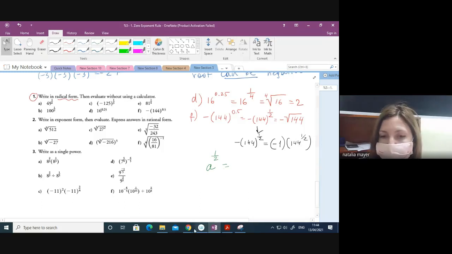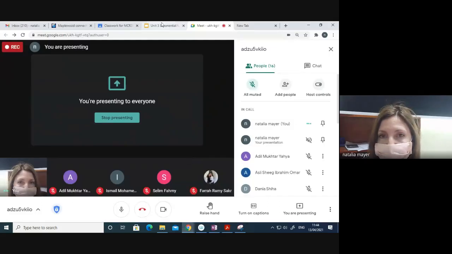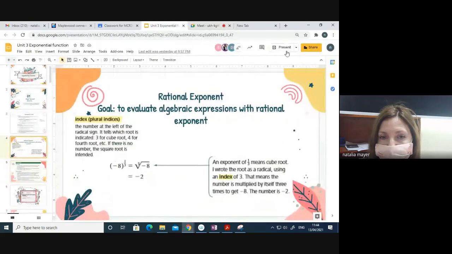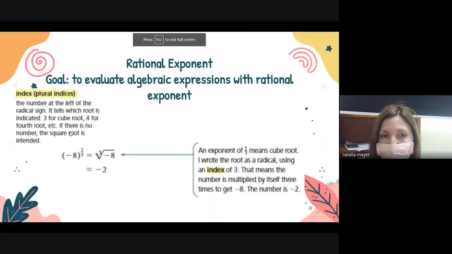Okay, let's go back to the presentation. Here. Read this part. If there is no number, the square root is intended.